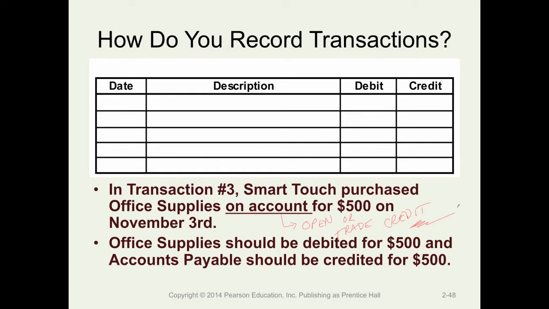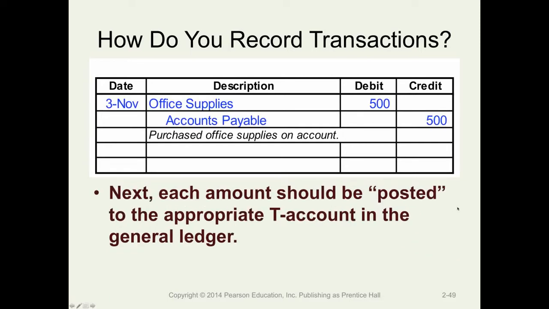So let's analyze the transaction. Asset goes up by a debit. So you debit office supplies for $500. And we've also incurred a liability, an open trade account payable. And we therefore credit accounts payable for $500. And once again, journal entry in its standard form. So again, the date, all the debits to the left, credits are indented with the explanation purchased on credit.